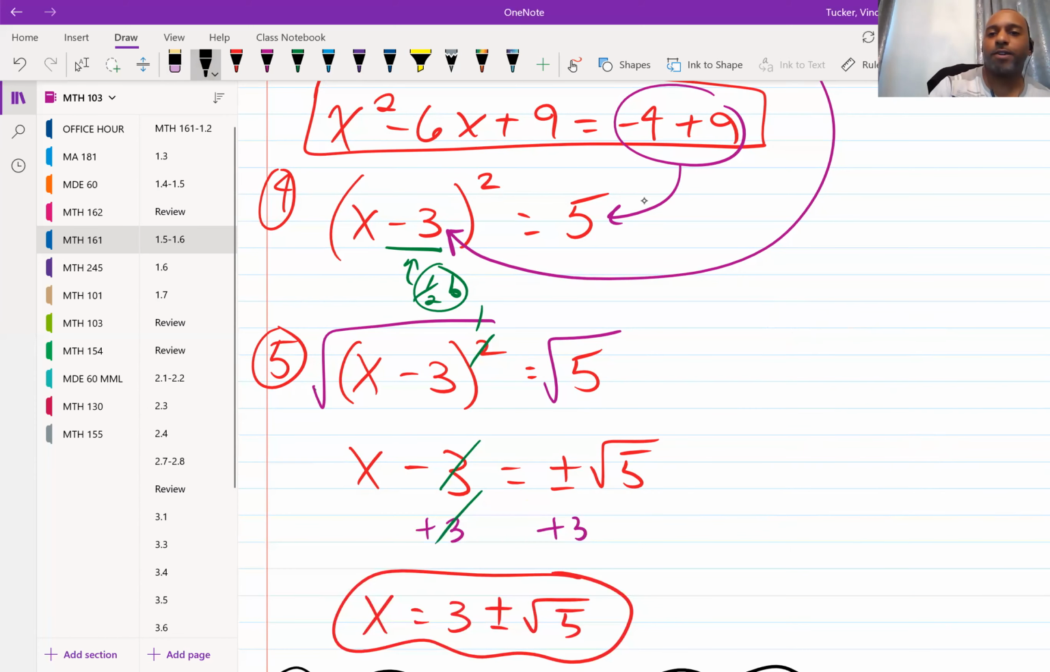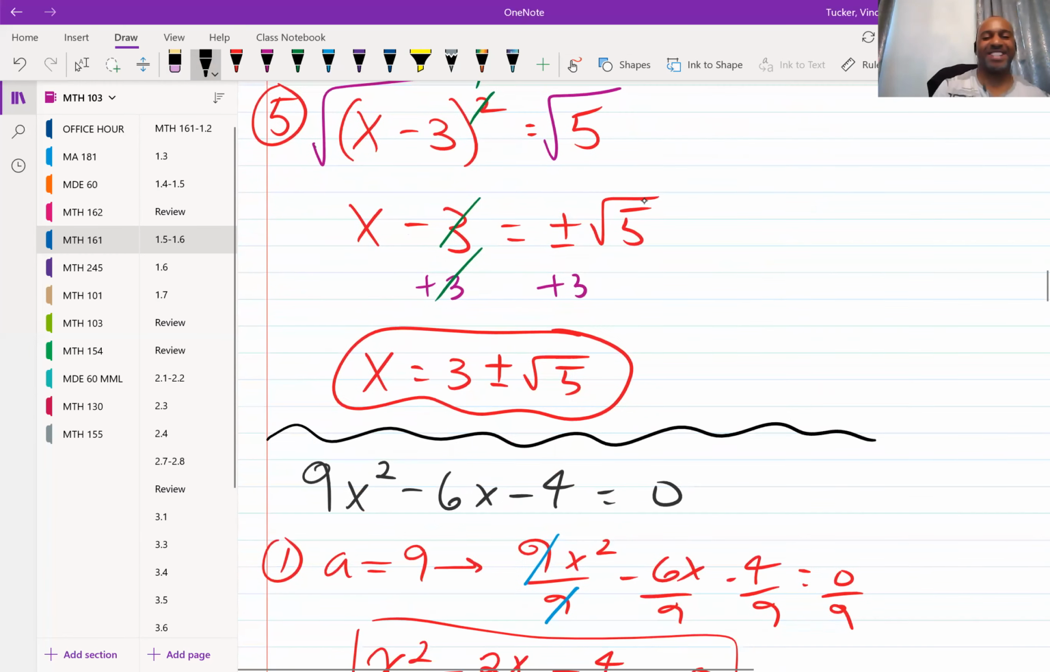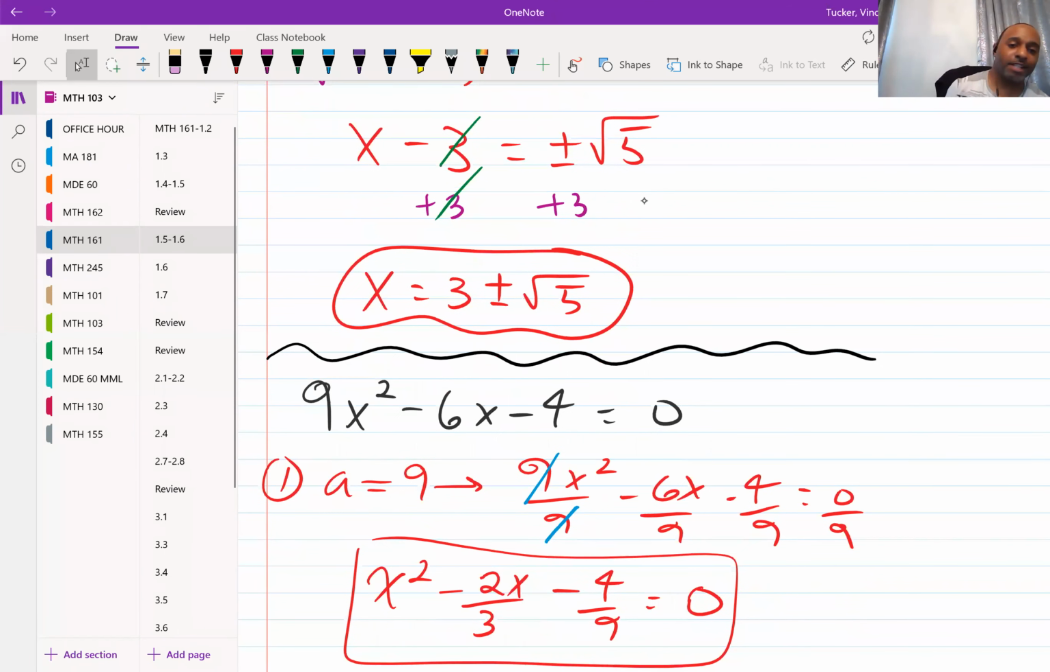All right, let's try it again. So next one, 9x squared minus 6x minus 4 equal to 0. One side is already equal to 0, so we're good to go there. We can just follow the steps that we have. And the first step is that a is equal to 9. Remember last time a was equal to 1, so there was nothing to do. This time a is equal to 9. It's not equal to 1, so we're going to divide each term by 9. And so that's what I did right here.